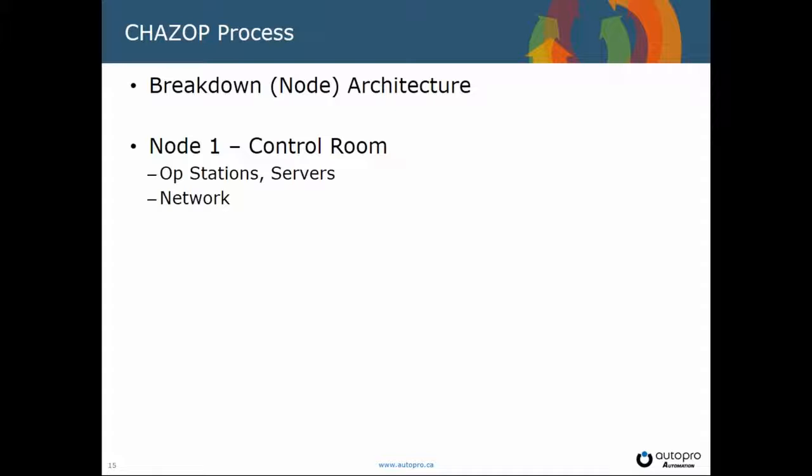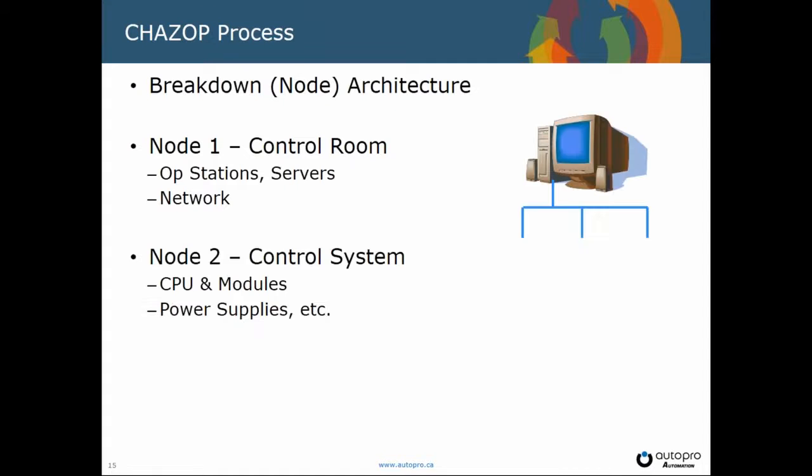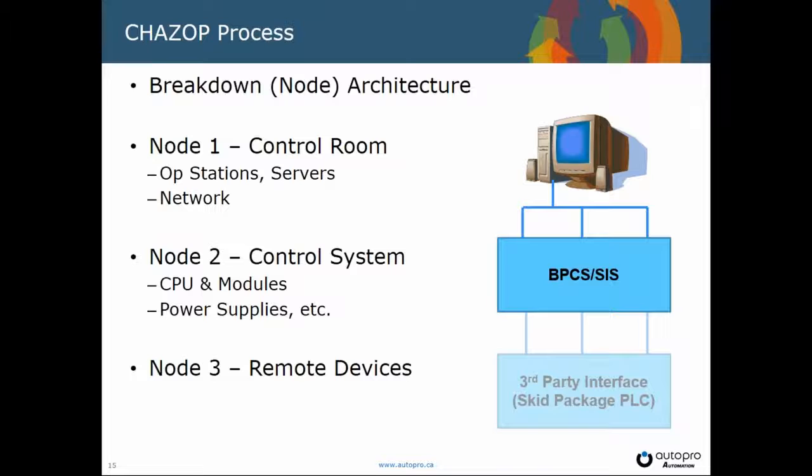So as an example, we can break down an architecture into, for example, in node 1 would be the operator stations and the server and the network, everything associated inside of the control room. And node 2 would look at the field equipment, so the CPU, the I/O modules, the power supplies, and then the third node in this example would look at remote devices like third-party interfaces or skid packaged PLCs.